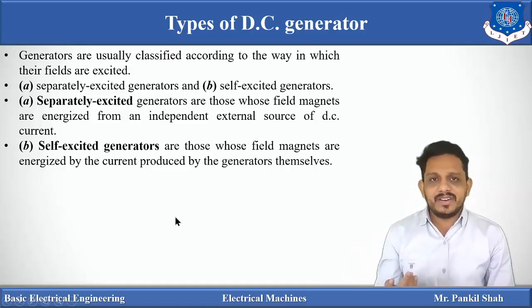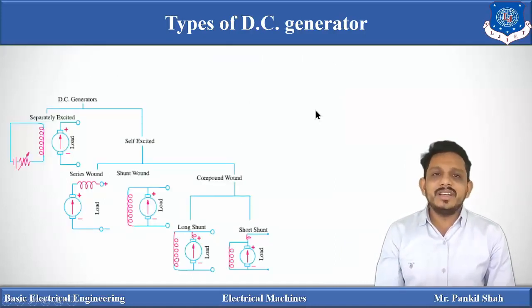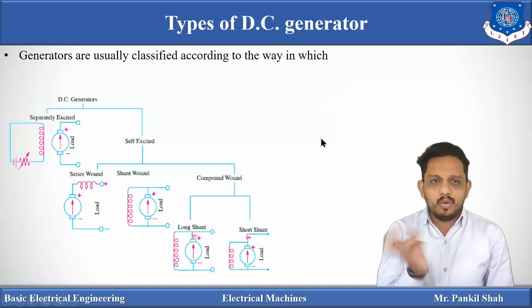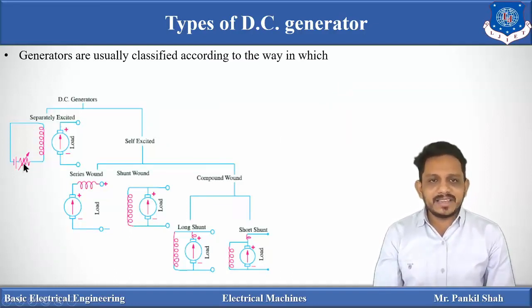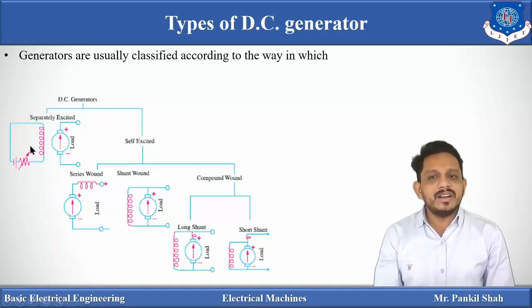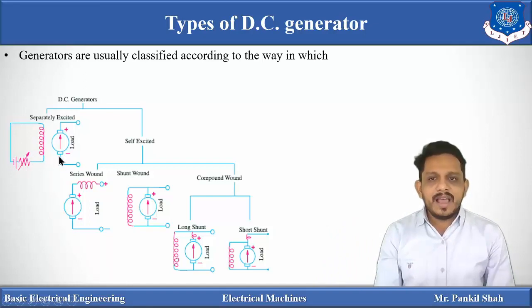For separately excited DC generators, we need to give separate excitation. Let's see the classification of the different types of generator. There are two types: the separately excited generator and the self-excited generator. In the case of the separately excited generator, you can see in this diagram there is one field winding and one armature winding, and with the armature winding we connect the load. The field winding is connected separately to the excitation, and the armature winding is connected to the load.